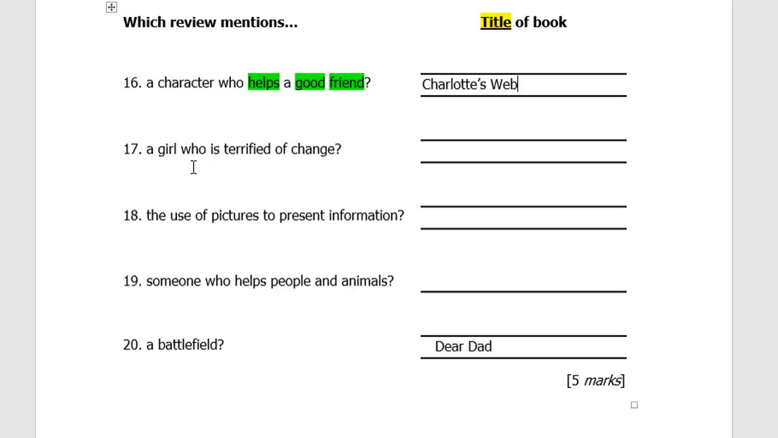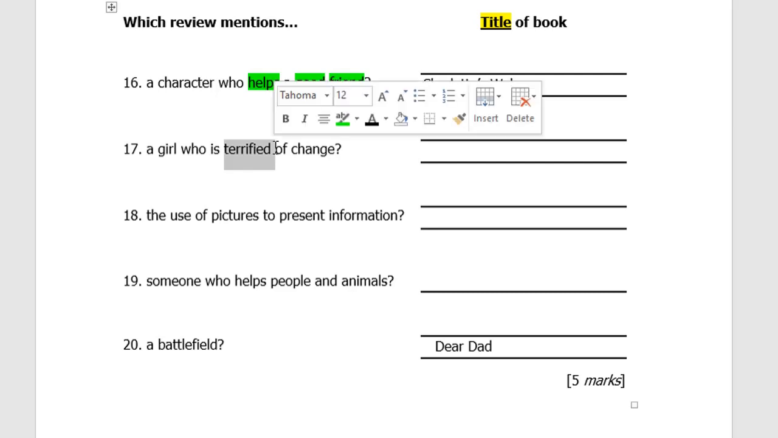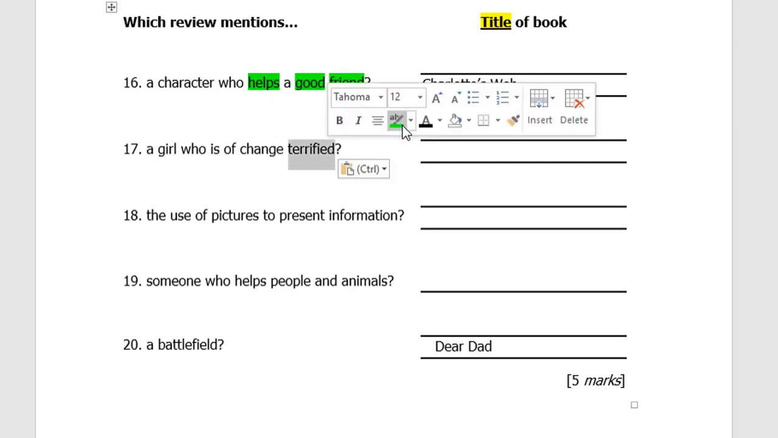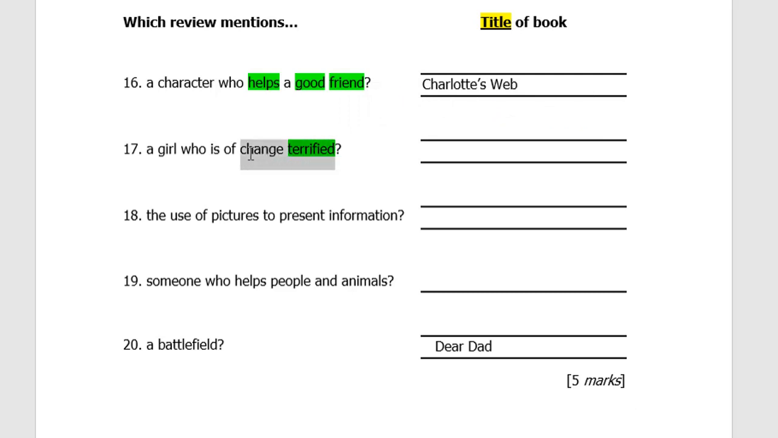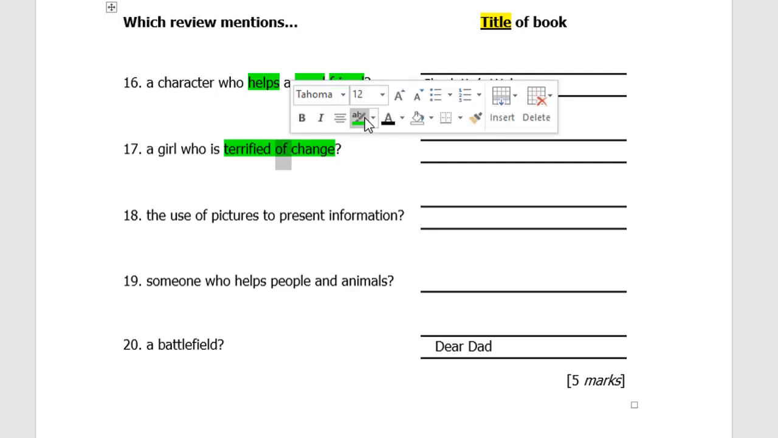Number 17, a girl who is terrified of change. Okay, so you have to have the keyword. So you, I highlight the keyword for you. The first one is terrified. Alamak. Okay, terrified. And the other one is change. Terrified of change. Okay, so there are two things that you need to highlight here. Terrified and change.